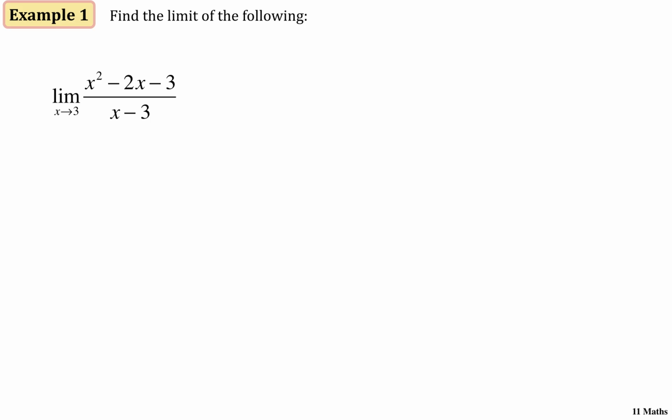If we look at the question, here's our question at the top. The numerator says x squared take 2x take 3. That's a quadratic. Try and think of two numbers that times together to give negative 3 and add to give negative 2. That would probably be negative 3 and plus 1. So we can rewrite that now as x take 3, because x negative 3 was one of the answers, and x plus 1, all over x take 3. So I factorized the top.